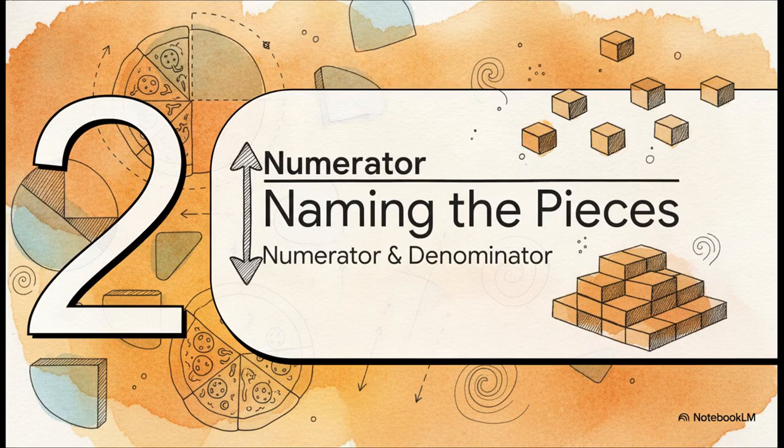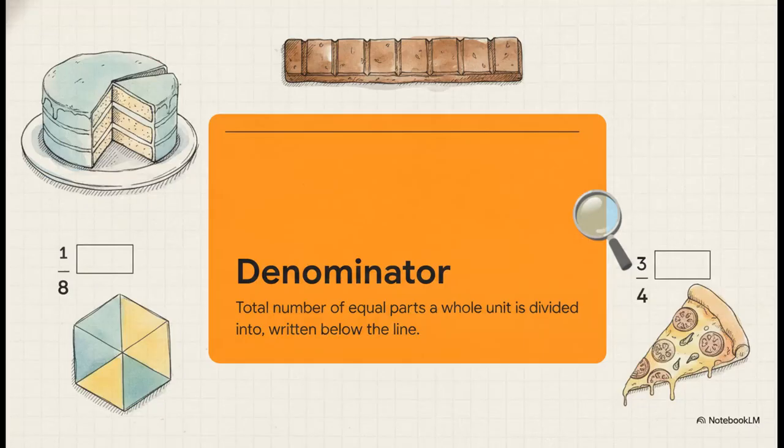Moving right along to Section 2, numerators and denominators, naming the pieces. First up, we have the denominator. You can really think of the denominator as the absolute foundation of your fraction. It's always written on the bottom, below the line, and it tells us exactly how many total equal slices make up our entire cake, or hexagon, or whatever whole unit we're dealing with. It completely anchors the whole calculation.